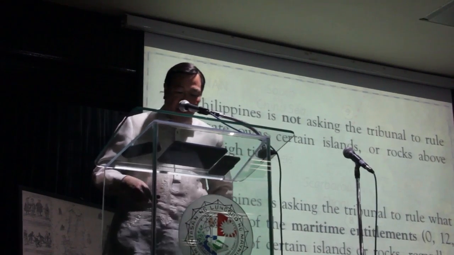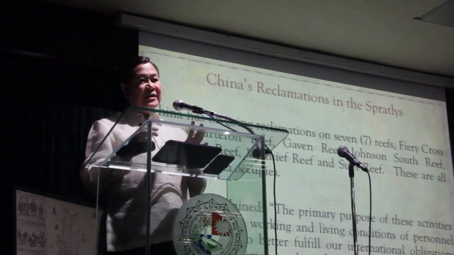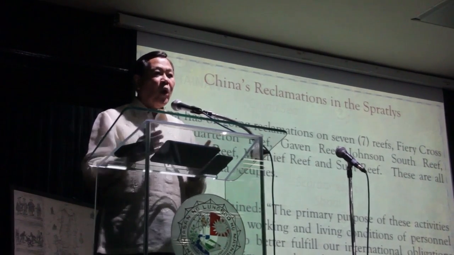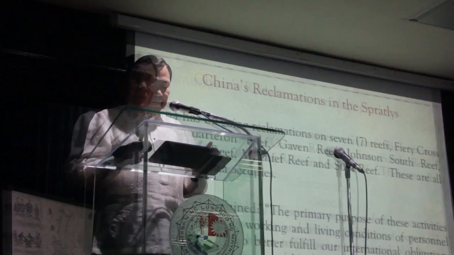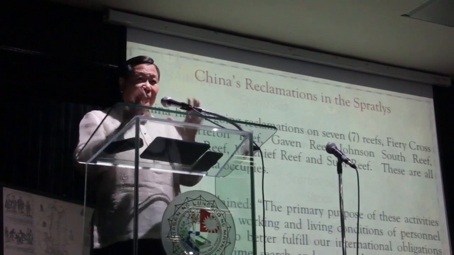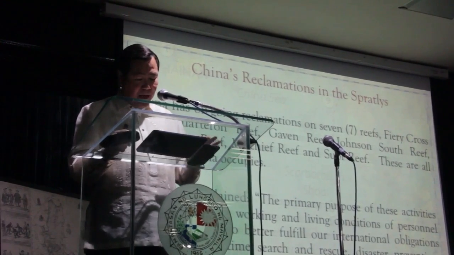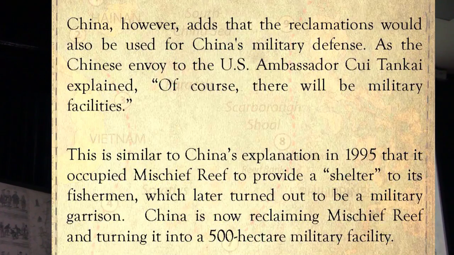Let's go to China's reclamations in the Spratlys. China occupies 7 reefs. It is reclaiming on all 7 reefs. China is saying the purpose is civilian. This is not a military installation. But of course, China is saying we have to protect also. I mean, it's only logical that installations, whether even if civilian, must be protected. So there can be military facilities there.